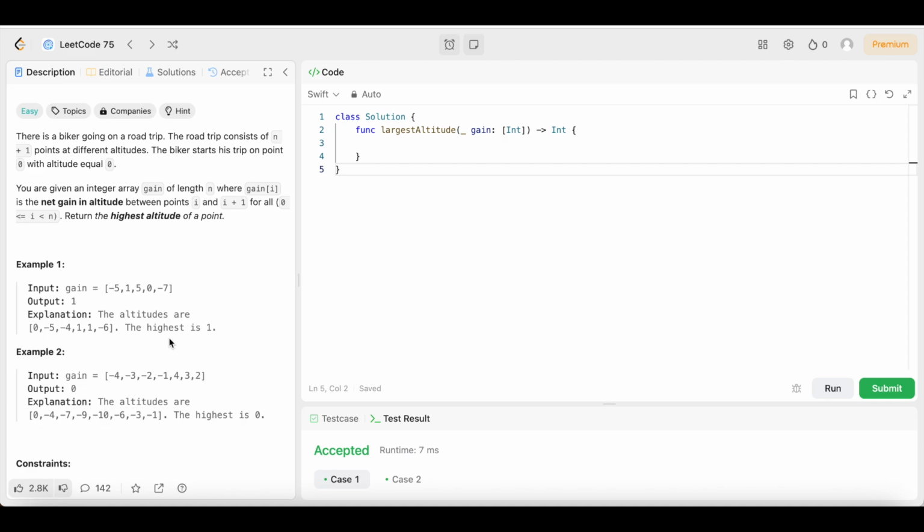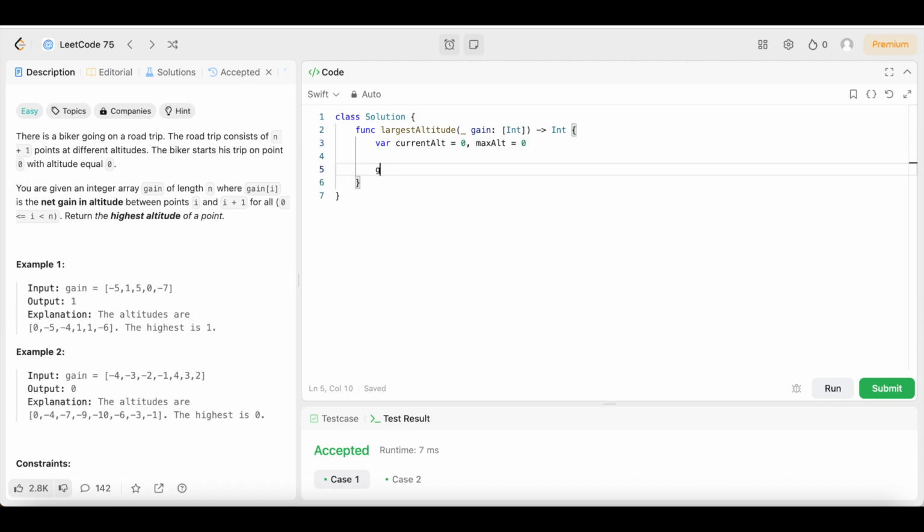So let's see how we're going to solve this. And it's not even that hard, guys, actually. Not hard at all. First thing we're going to do is declare a variable. We'll say curr for current altitude. Then we're going to say comma, then max for maximum altitude. And we're going to set both of those equal to 0.